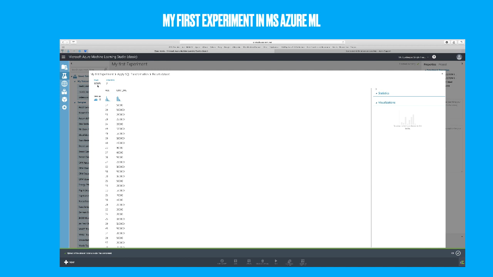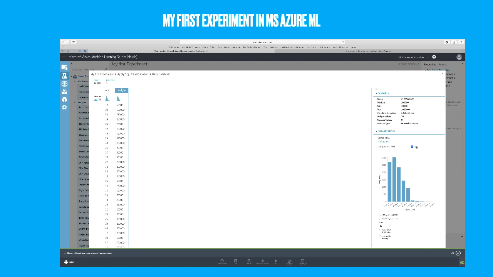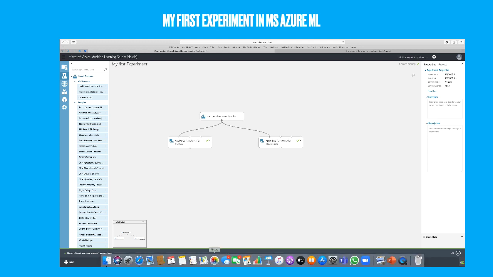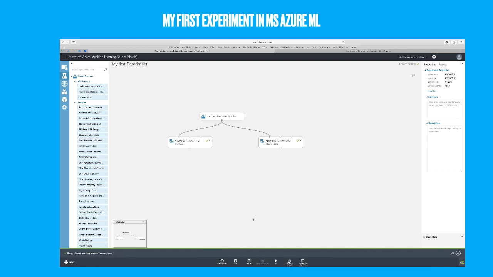So you have 10,585 rows. If I click on age, I get all the details. I click on this, I get all the details. So this is how you run this, and you come back and you can save this experiment. That is how you do this.